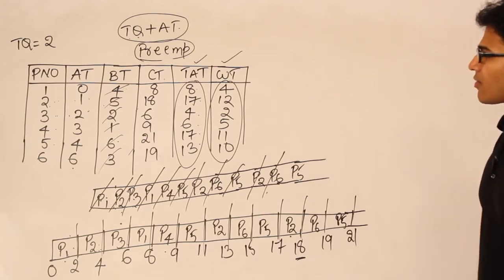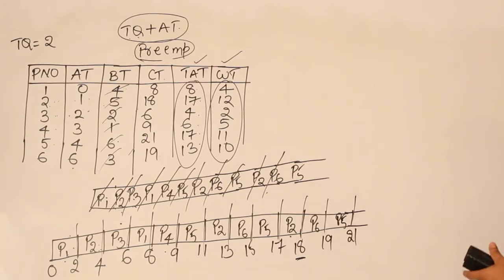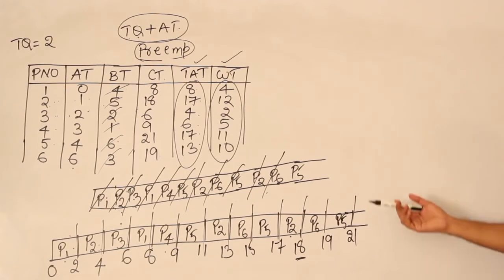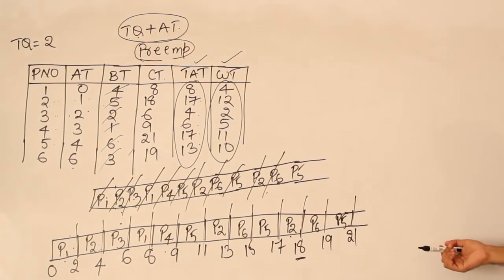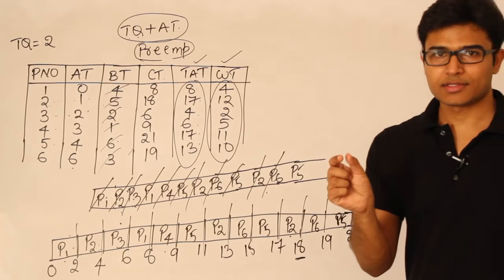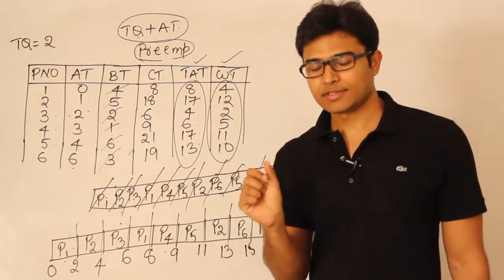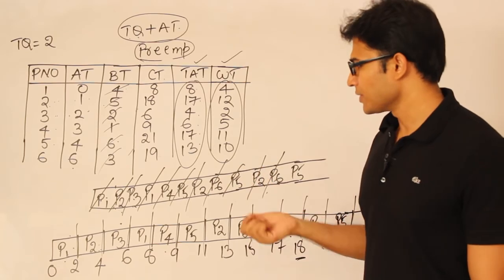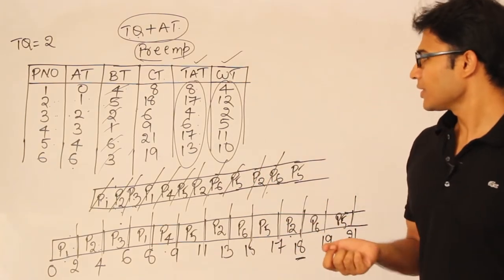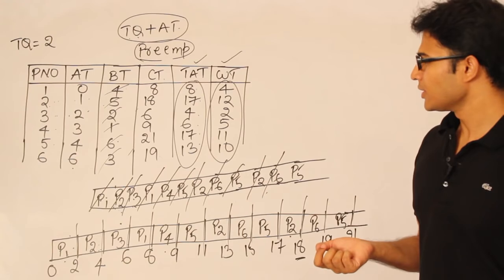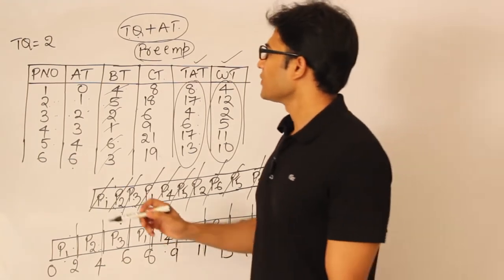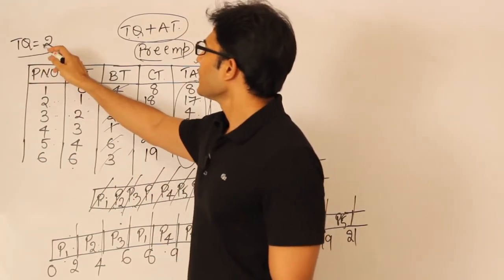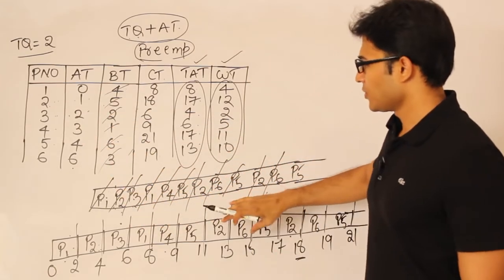Now, as the time quantum increases, the context switches will decrease, and if you have a very small time quantum, the number of context switches increases. I'll show you with an example what happens if I increase the time quantum. See, if the time quantum is equal to 2, then we got this. This is the Gantt chart, right?